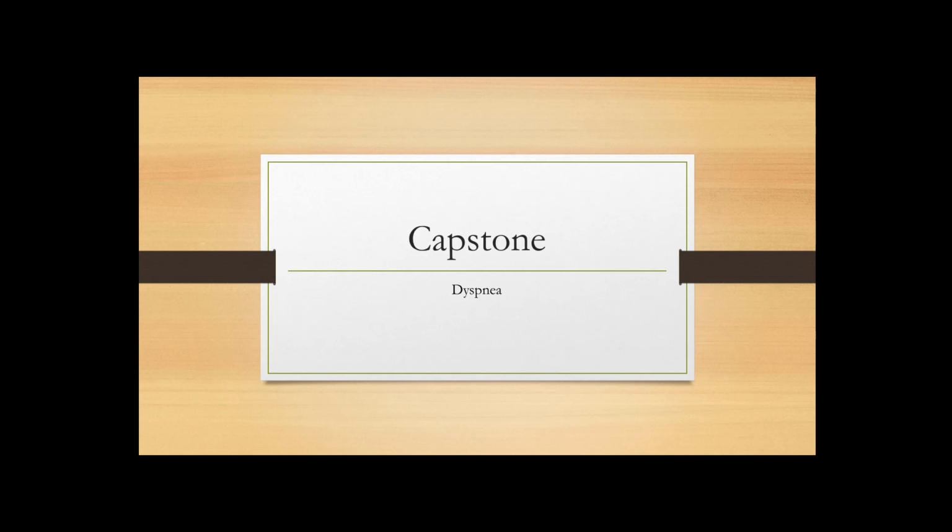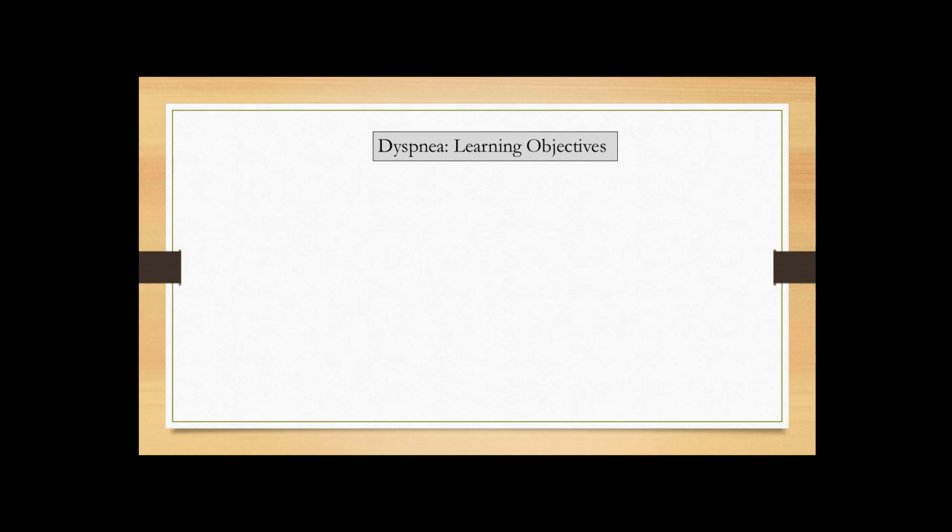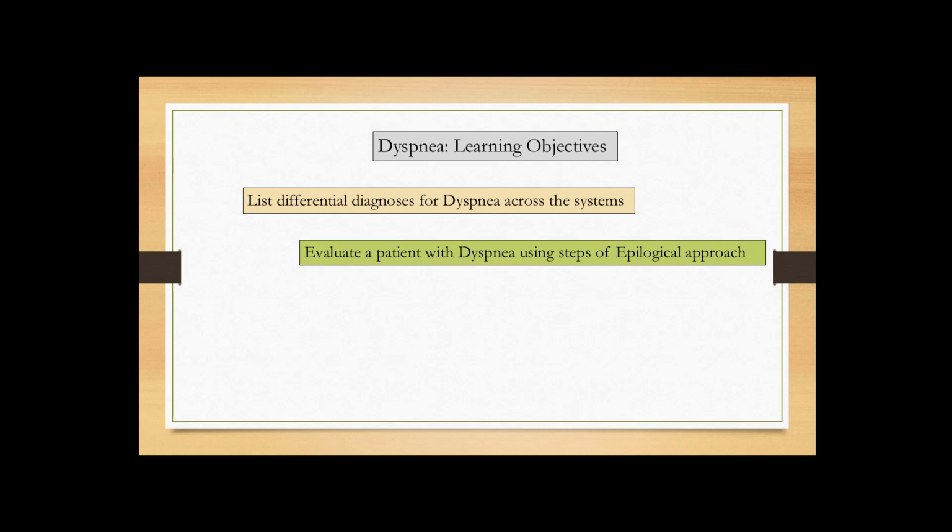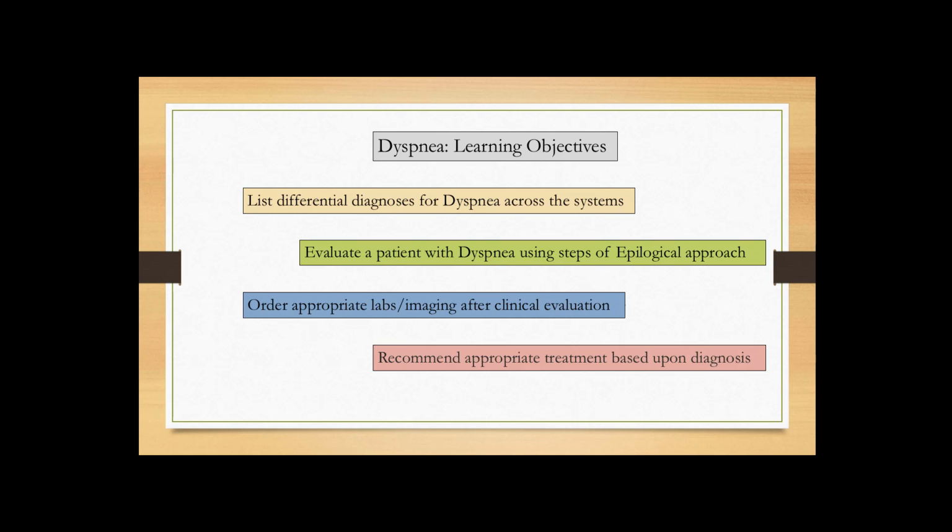Welcome to the second topic, which is dyspnea or shortness of breath. So the objectives of this talk again are: we should be able to list differential diagnosis for dyspnea across the systems. We should be able to evaluate a patient with dyspnea using 4 steps of epilogical approach. We should be able to appropriately order labs and imaging after clinical evaluation, and lastly, we should be able to recommend appropriate treatment and basic management plan based upon the diagnosis.